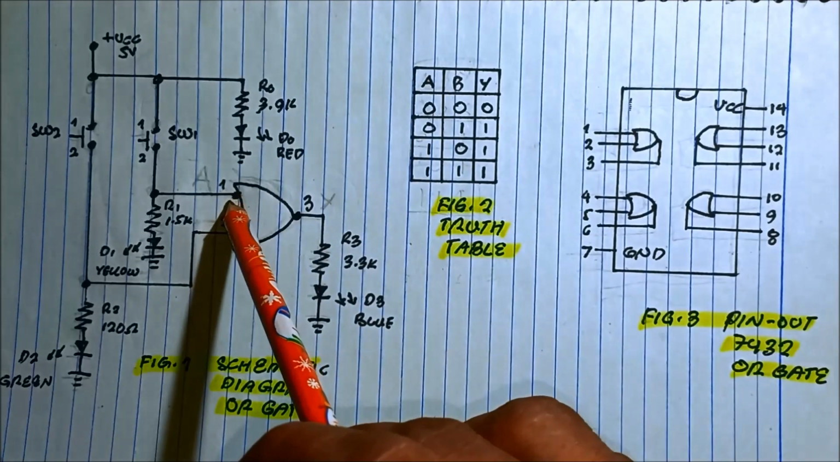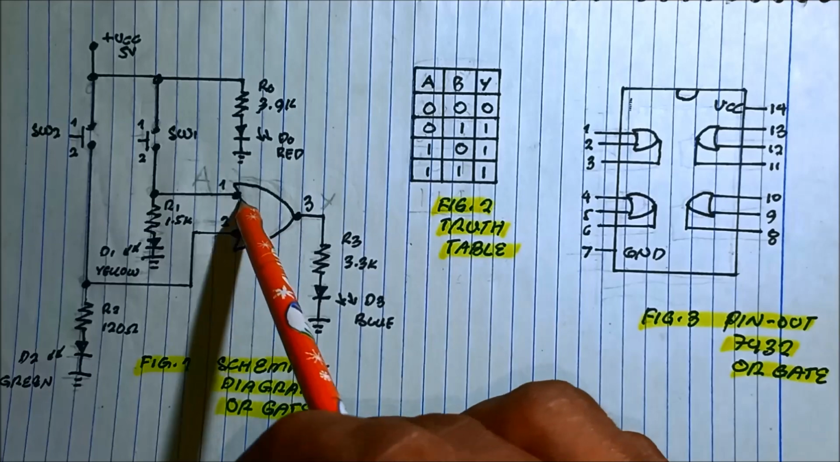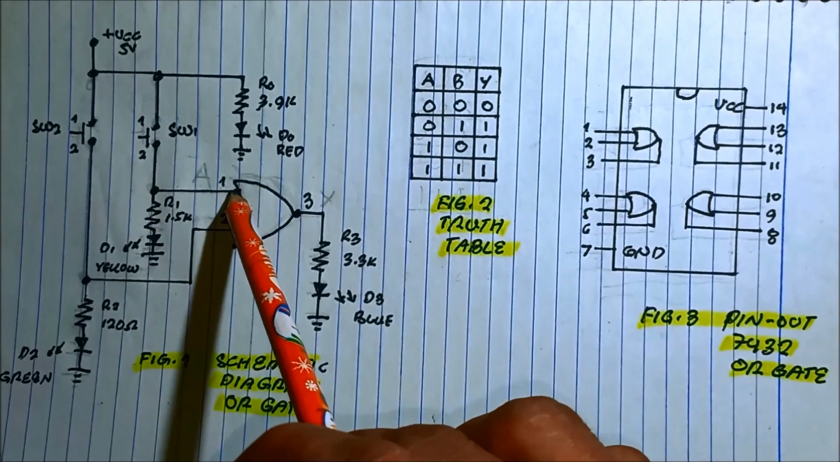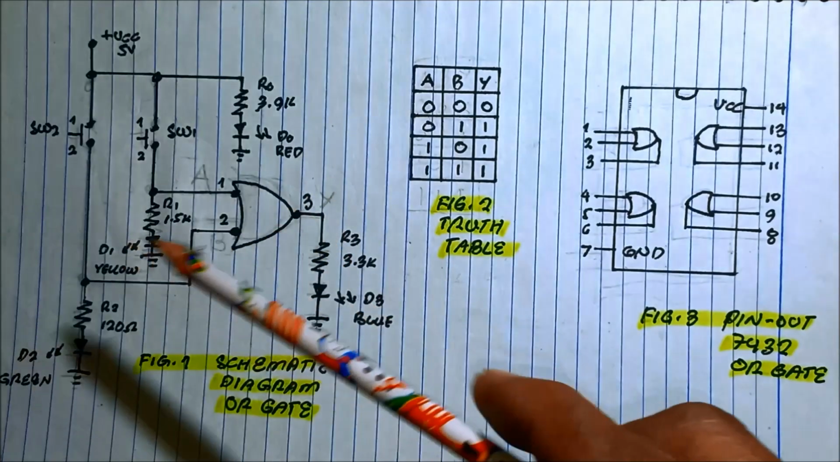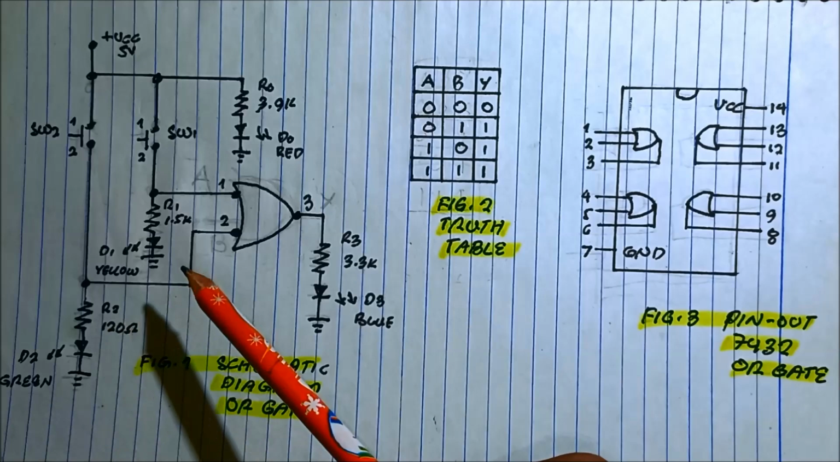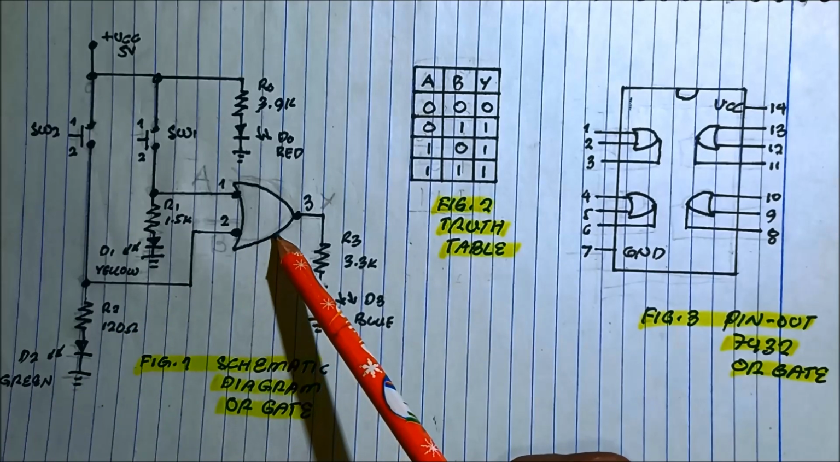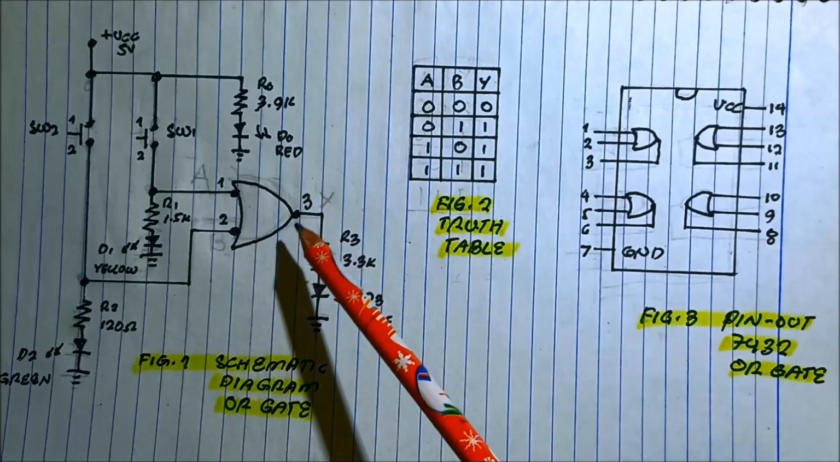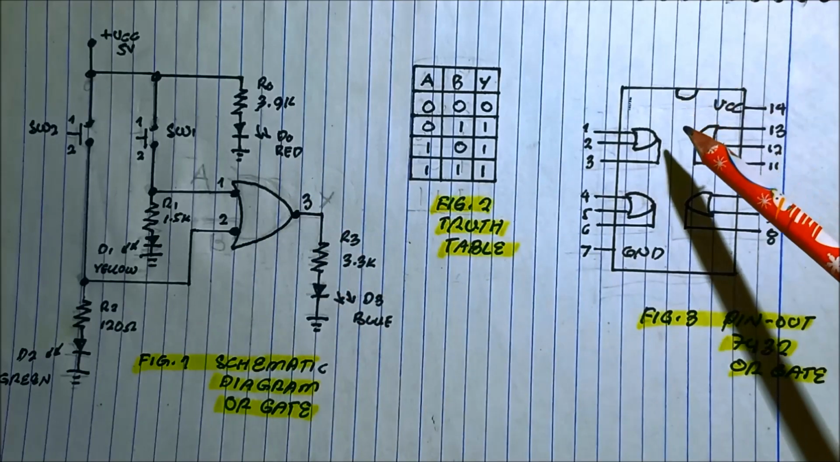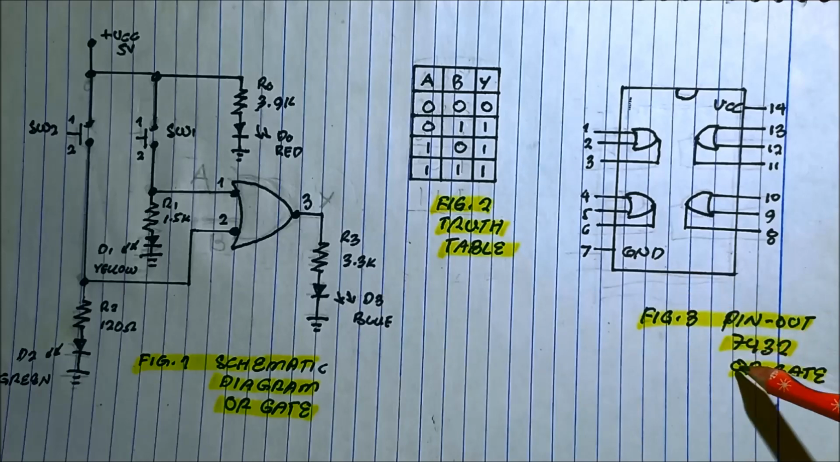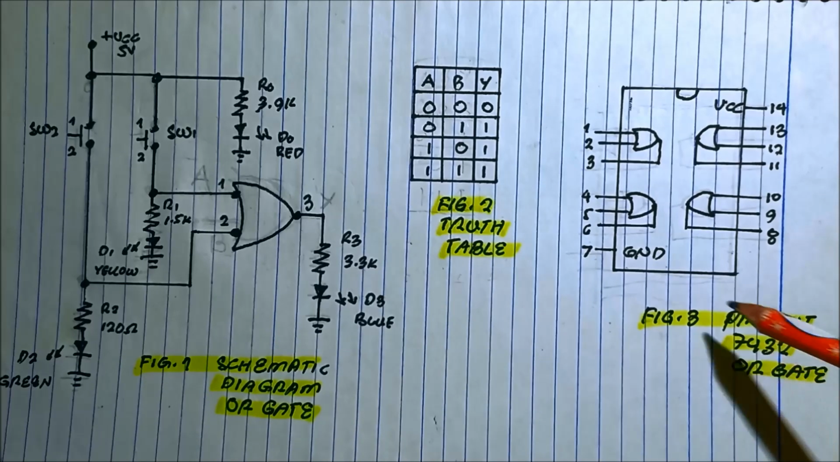Why is it 1? With this schematic diagram of the OR gate, why is it 1 here, 2, and 3? These numbers 1, 2, 3 derive from this IC pin out of the 7432 OR gate.